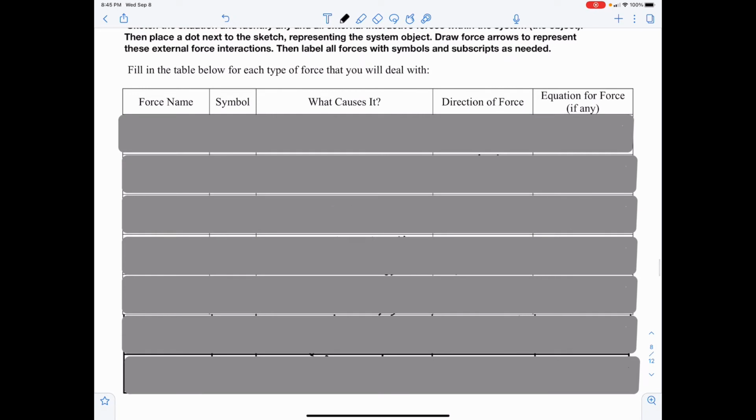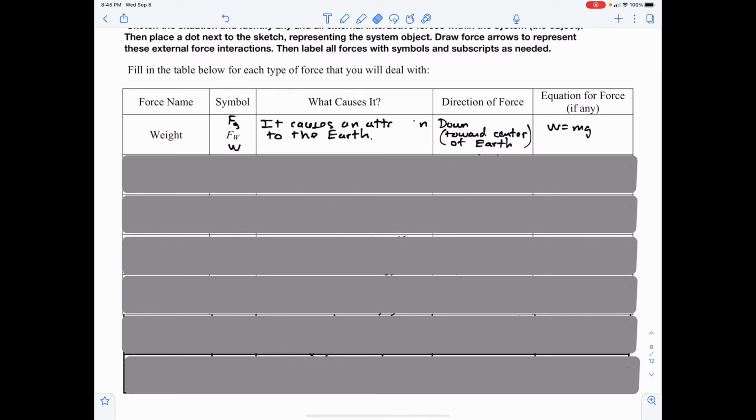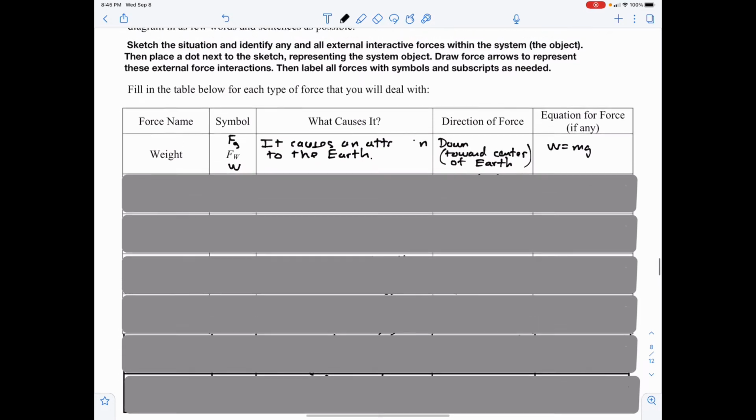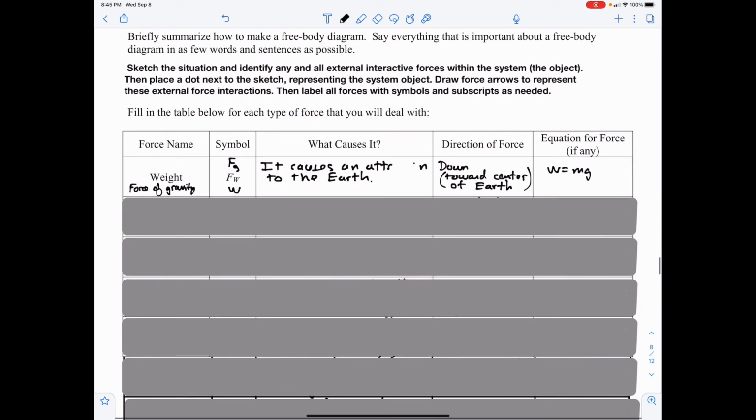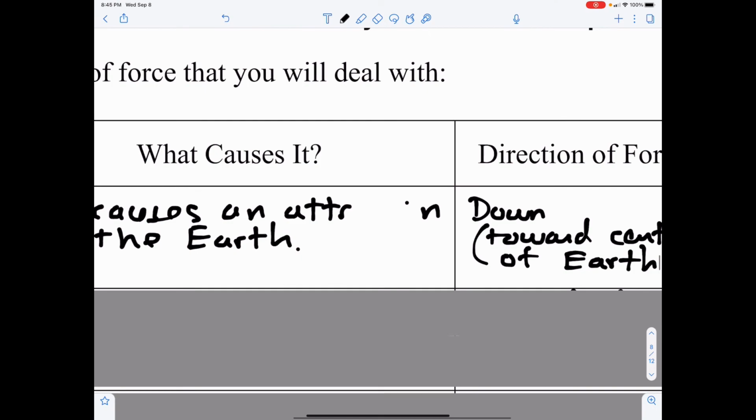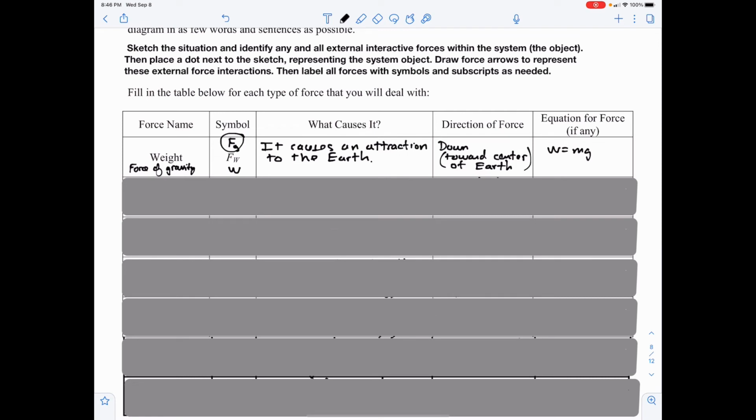For the next section, we're going to fill out and identify very specifically the different forces that we're going to be working with. First one, weight. Weight is also referred to as the force of gravity. Some people call it gravity for short, right? Understand that that is also the weight. The symbols would be F sub G, F sub W, or W. Any of those would be fine.